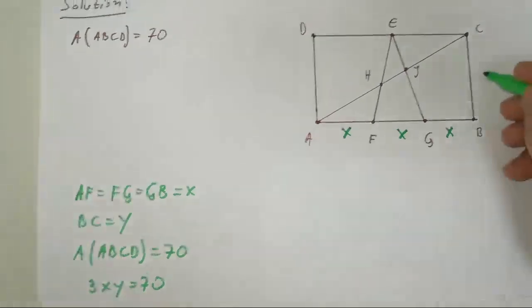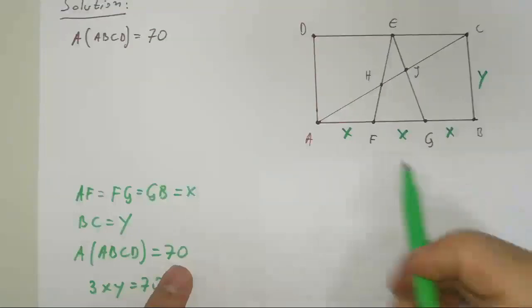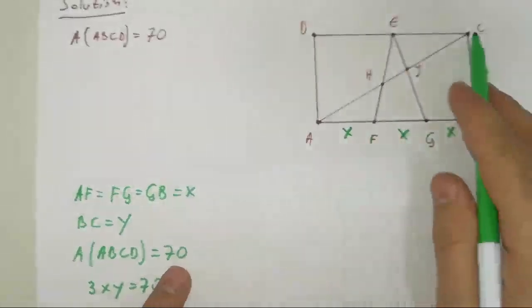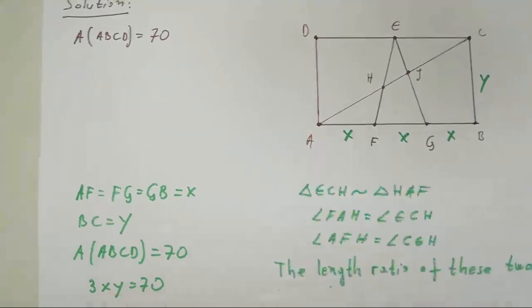BC, we denote that with Y. You can pick any letter that you want, but it's not a big deal. It's given that the area of the rectangle ABCD is 70. Well, X plus X plus X, 3X times Y is 70, so we have one equation here.